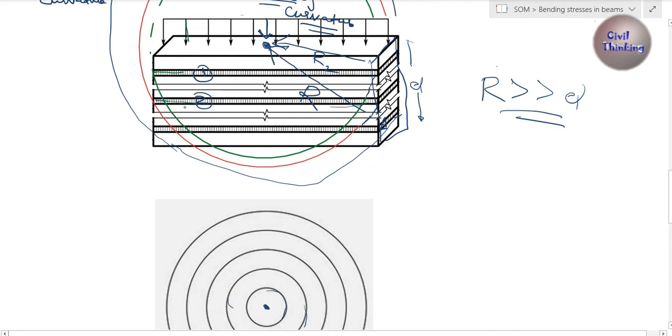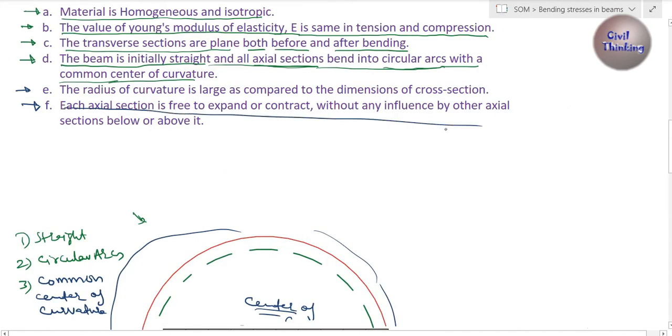Section 1 will bend as if there is no red section. It does not care. Section 1 will bend in such a way like 2 and 3 do not exist. Section 2 will bend in such a way like 1 and 3 do not exist. Section 3 will also bend independently like 2 and 1 do not exist. It means they will not interfere in the bending of each other. That's all. It was part F. Now we have covered everything.